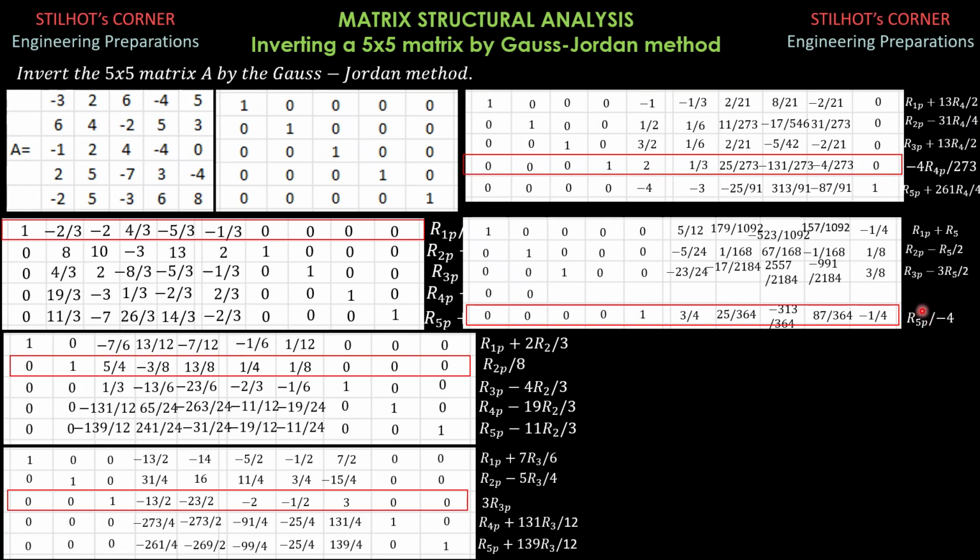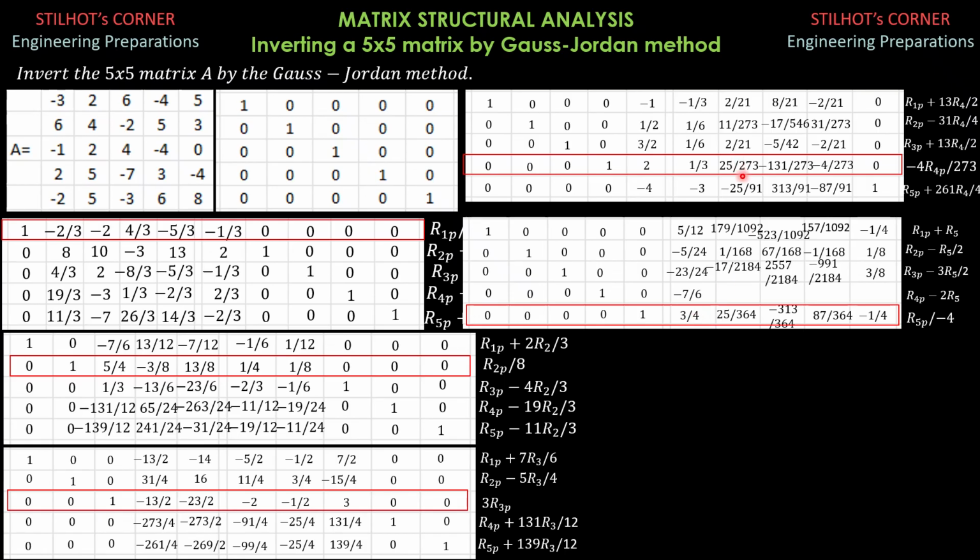Row 4 previous minus 2 times row 5. So we have 0, 0, 0, 1, 0. Then row 4 previous minus 2 times row 5, that's the formula. 1/3 minus 2 times 3/4 is negative 7 over 6.